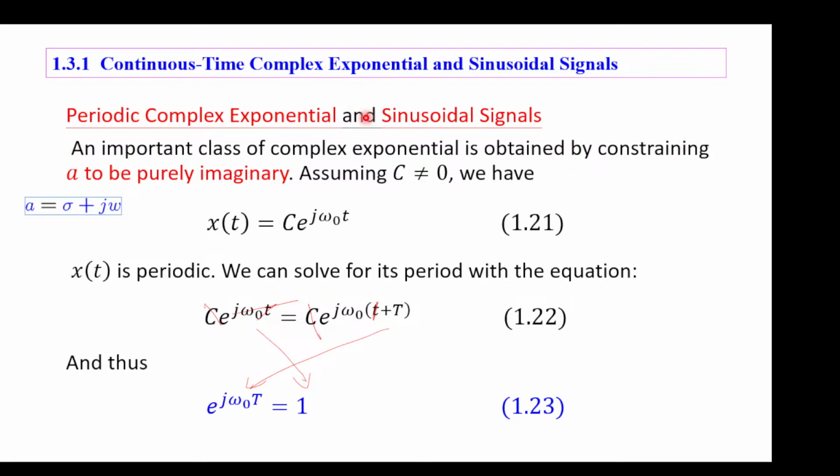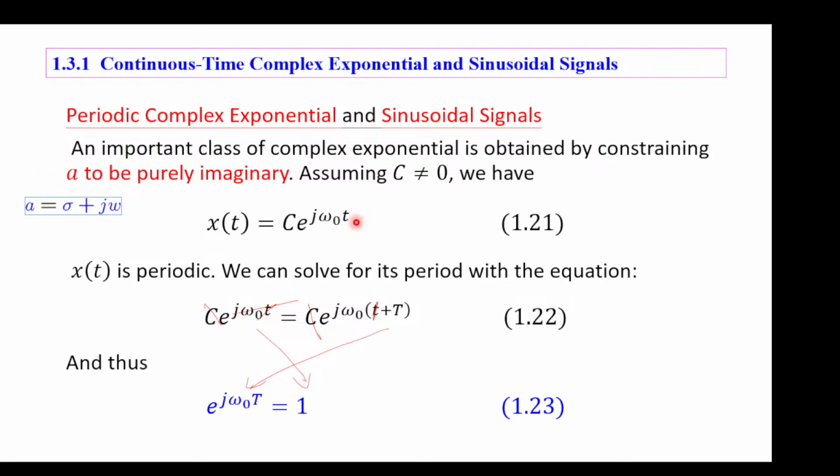What are periodic complex exponentials? The complex exponential can be periodic. It happens when your A is purely imaginary. Remember, we write A in terms of sigma plus j omega. So if A is purely imaginary, then your signal is C times e to the j omega naught t. Let's write this omega as omega naught for a reason we'll see.